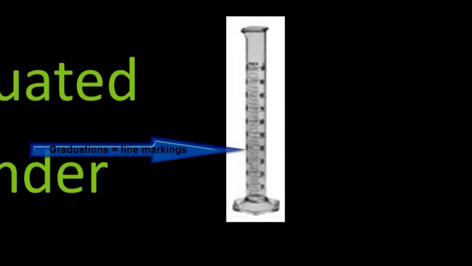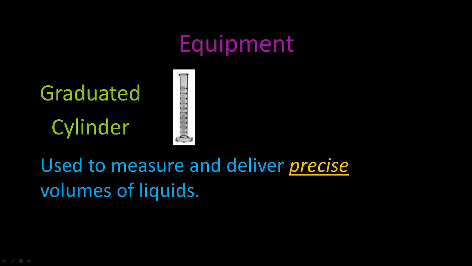Graduated cylinders. You see there are lots of graduations up here, which means you can measure to the nearest one, more than likely. Used to measure and deliver precise volumes of liquid. So it's quantitative. So you should see here if it's approximate, then it will be qualitative. If it says precise, it will be quantitative.